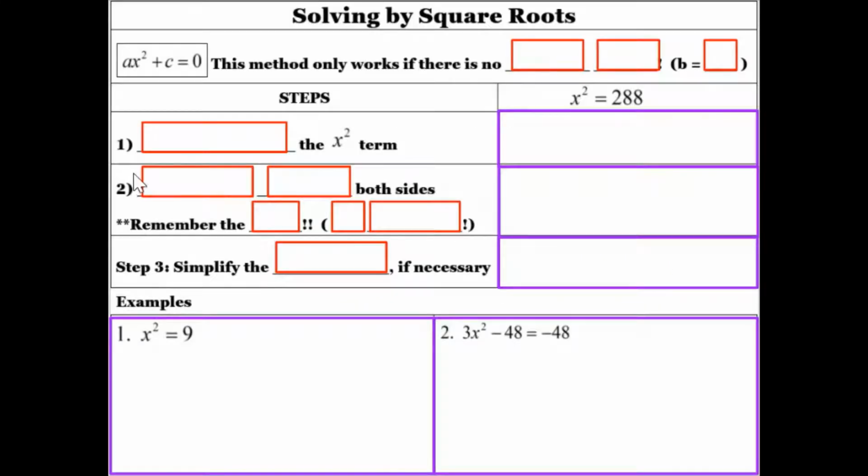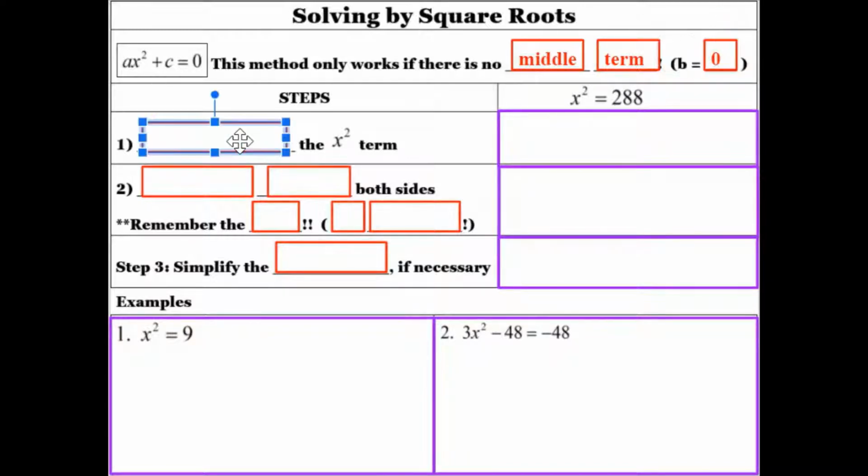So now we'll learn how to solve quadratic equations by using square roots. If your equation is in the form ax squared plus c equals 0, we can solve by square roots. So that means this can only be used if there's no middle term. In other words, b is 0. I have an x squared term, I have a constant, but no x's. Here are the steps we're going to follow.